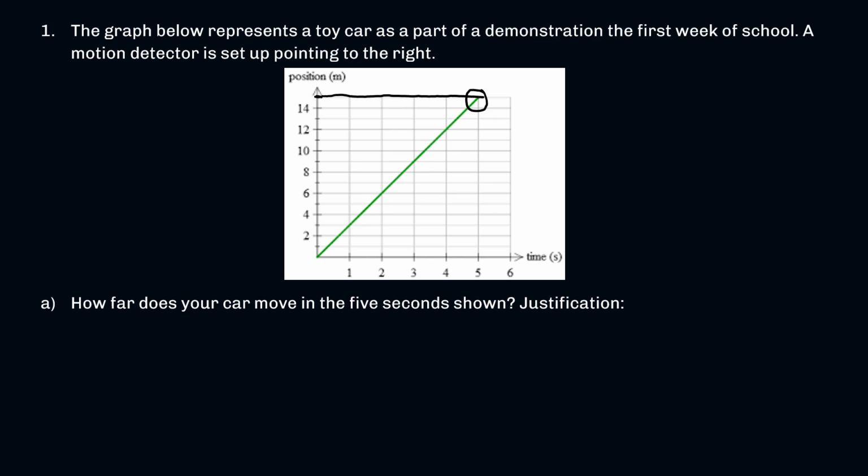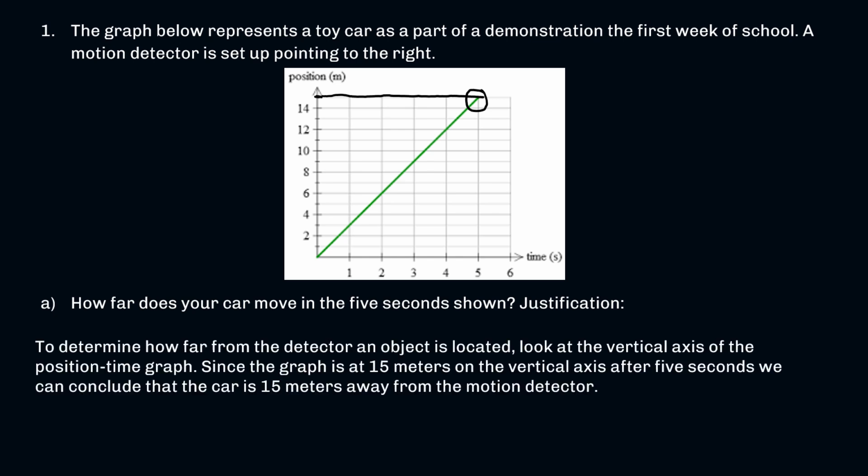So I'm going to have this typed out now so you can see it a little more clearly. So begin here again, this is my evidence to determine how far from the detector an object is located. Look at the vertical axis of the position time graph. That's my evidence. So now my reason, since the graph is at 15 meters on the vertical axis after 5 seconds, that's the reason. We can then conclude, which is my claim, that the car is 15 meters away from the motion detector. So that is going to be my full answer here.